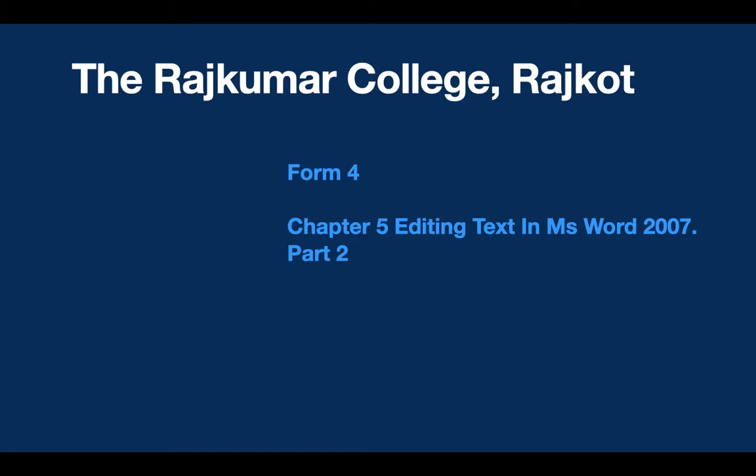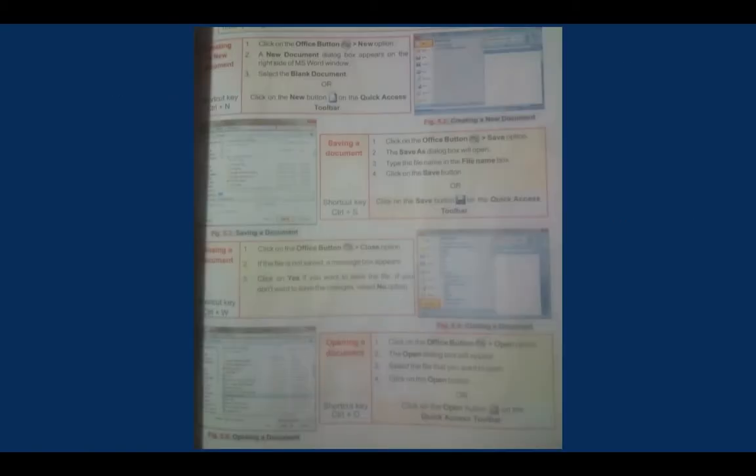Fine. So let us begin with the first shortcut key, that is Control N. As I told you, there are three ways you can open a new document. First is the shortcut key, second is the Quick Access Toolbar, and the third is the Office button. So the first shortcut key to open a new document is Control N.